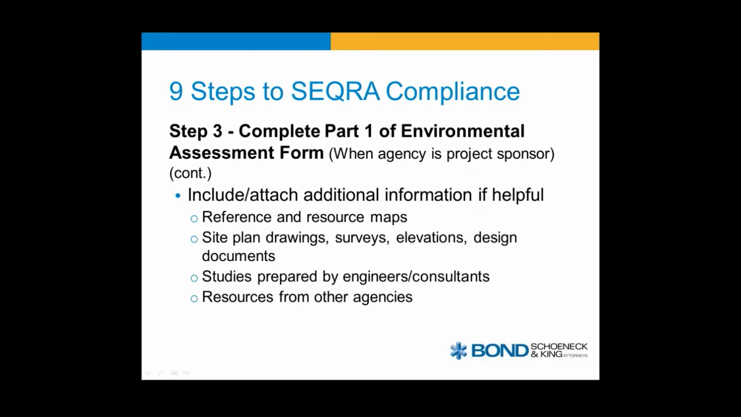It may be useful, although it is not necessary, to attach additional information to Part 1 of your environmental assessment form. This additional information could include maps, site plans, any studies prepared by engineers or consultants, any resources from other agencies. The reason is that a lot of times, especially if you're an agency undertaking the project, or even an agency working with an applicant and you're in favor of the project, you want to get to a negative declaration, and you really believe the project should be neg decked, which is finding that there are no significant adverse impacts associated with the project.